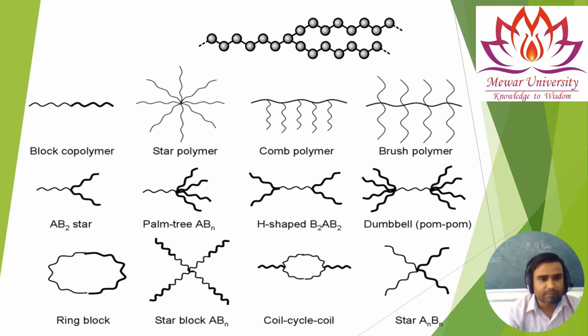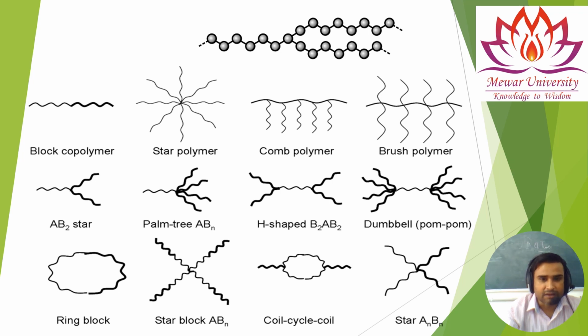Next is the ring block polymer. Then we have the star block ABn: one molecule of A and n molecules of B. The structure looks like a star. Then we have coil-cycle-coil. You can see one molecule of A coming in, then making a ring-like structure like a coil, and then another molecule is attached behind. So this is called coil-cycle-coil.